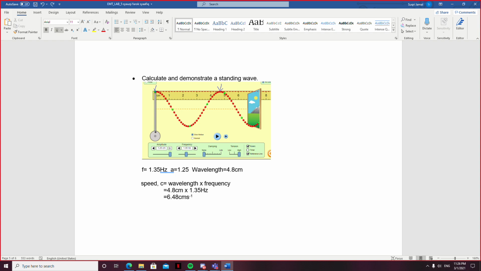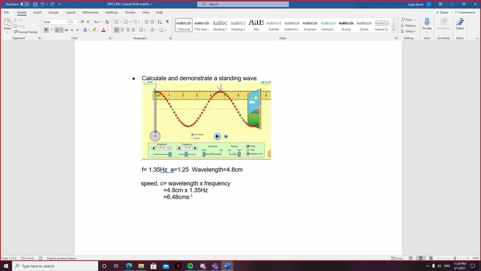I will show you the calculation. From this picture, we can see the amplitude is 1.25 and the frequency is 1.35 Hz and the wavelength is 4.8 centimeter. So we will find the speed, that is C. C is equal to wavelength times frequency.